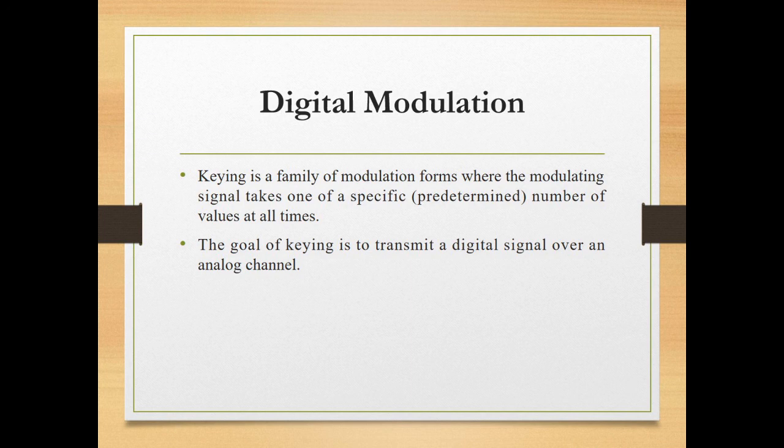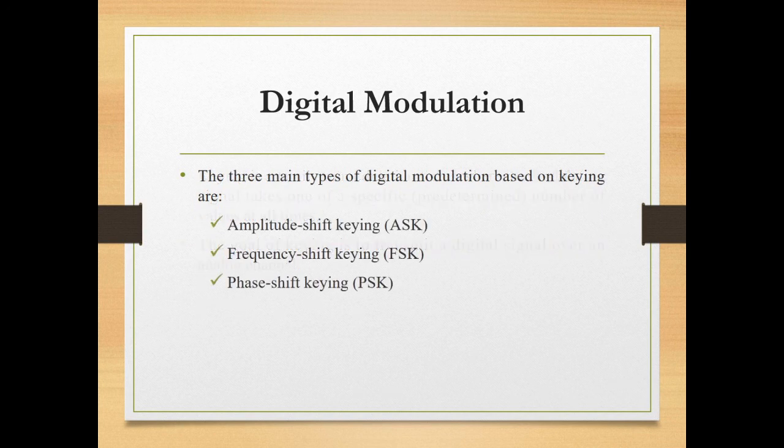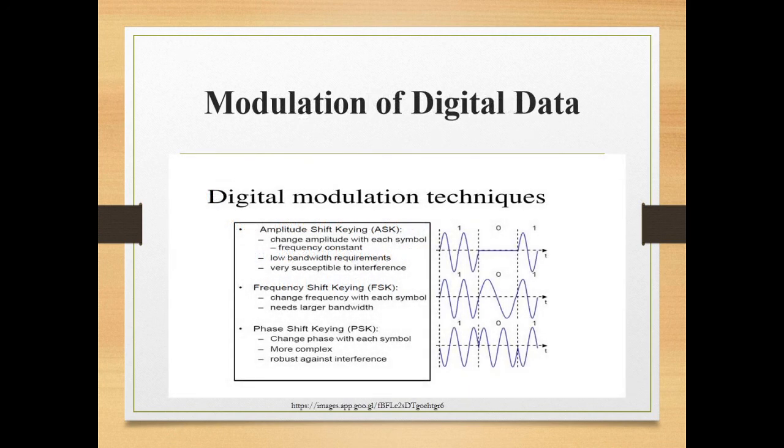In digital modulation, we can see the concept of keying. Keying is a family of modulation forms where the modulating signal takes one of a specific number of values at all times. The goal of keying is to transmit a digital signal over an analog channel. The three main types of digital modulation based on keying are amplitude shift keying, frequency shift keying, and phase shift keying.